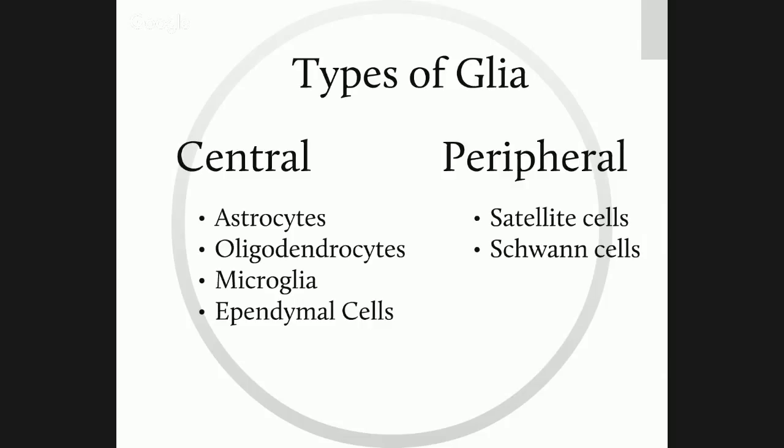But again, nothing like that's necessary in the periphery because the periphery doesn't have that barrier. So components of the blood will actually be able to get directly to the peripheral nervous tissue structures. So we don't need any counterpart in the periphery for ependymal cells.